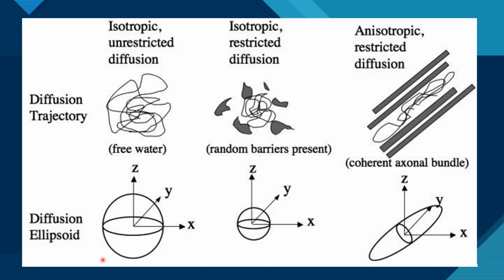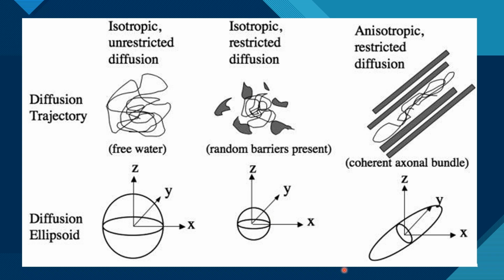So let's see this in graphical form so it can be further clarified. Isotropic unrestricted diffusion: water molecules move freely in any direction. This will give a diffusion ellipsoid which is equal in all directions, since the probability of water movement is equal in any of the three spatial directions. The second example is where the diffusion is still random but restricted. This will give an ellipsoid or a sphere that is smaller in total and can be limited in any one of the three spatial directions.